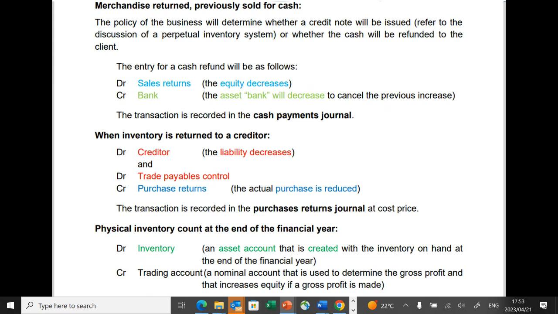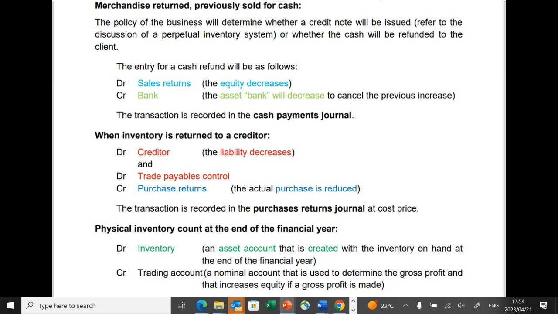But when the business returns the inventory to a creditor, what are we going to do? We need to reduce our liability. So we need to debit our trade payables control, which is a liability, and liability reduces on the debit side. What are we going to credit? The purchases returns at a cost price.